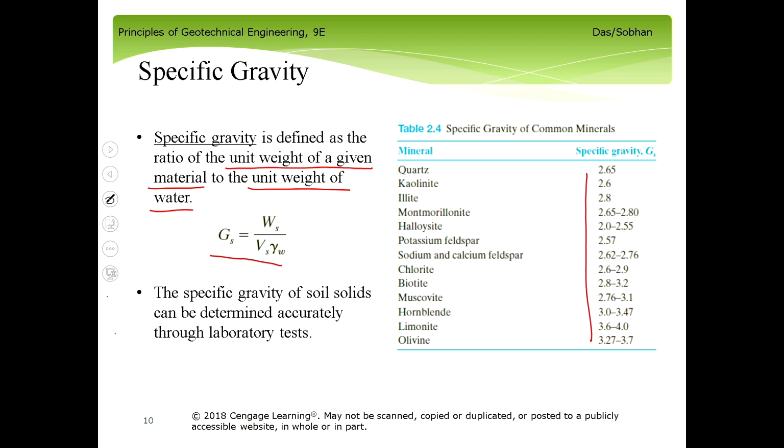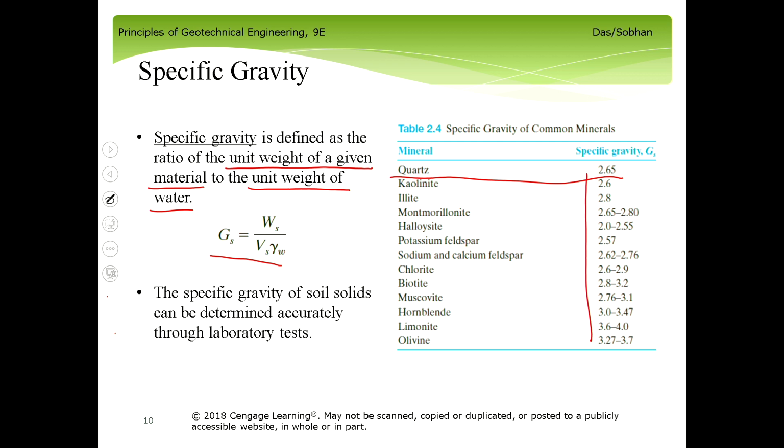These numbers mean, for example, let's see, quartz is 2.65. That is for a unit volume of quartz. The weight of a unit volume of quartz is 2.65 times the weight of water for the same volume. Understand?